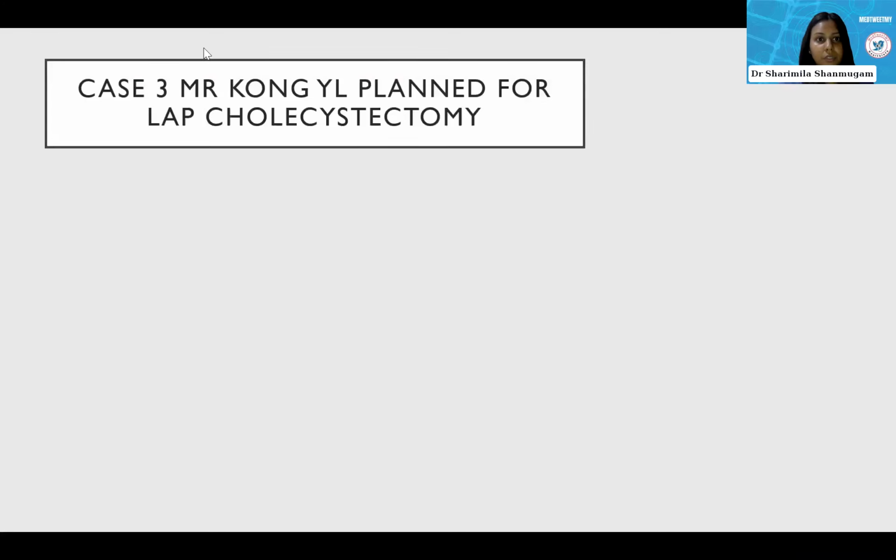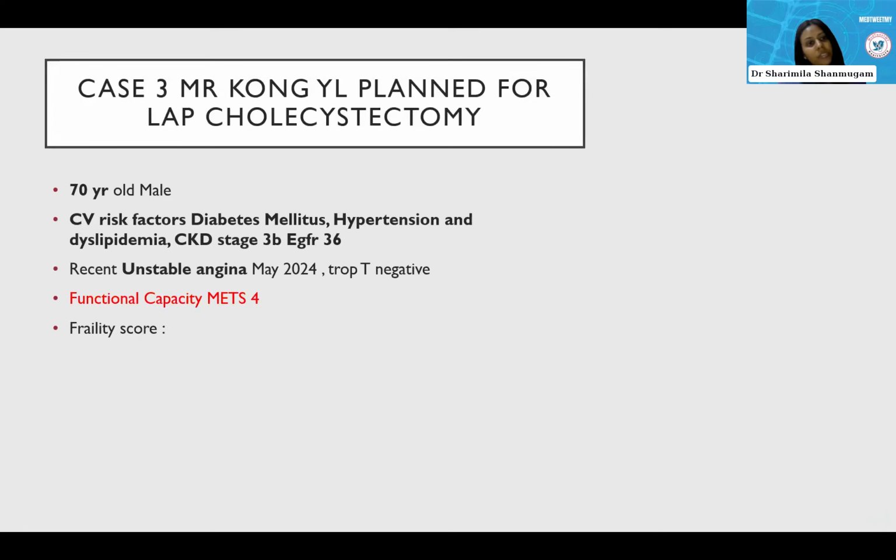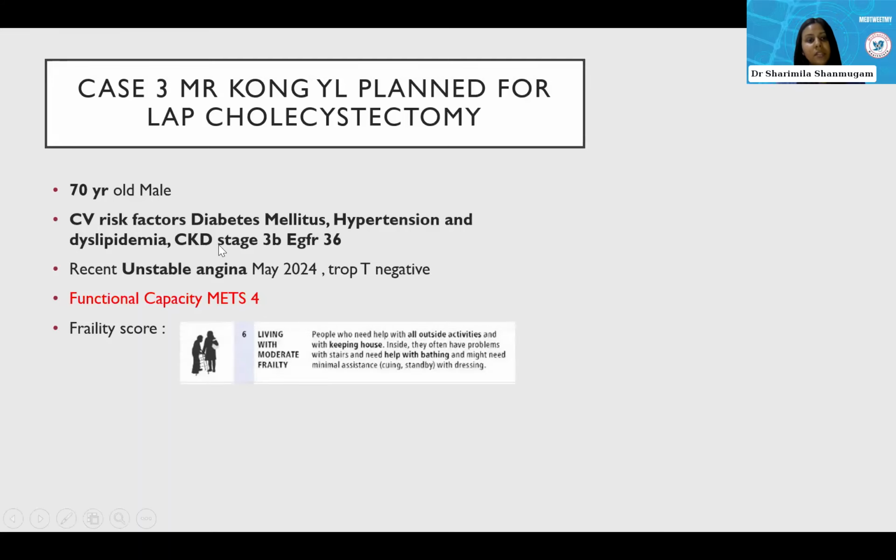The next patient, Mr. Kong, YL, is planned for laparoscopic cholecystectomy. He's 70 years old. Something extra that we need to think about is that they are in the geriatric group, so their frailty score tends to be higher. For patients who are frail, it's also something that we need to calculate. He has CV risk: diabetes, hypertension, dyslipidemia, and chronic kidney disease.